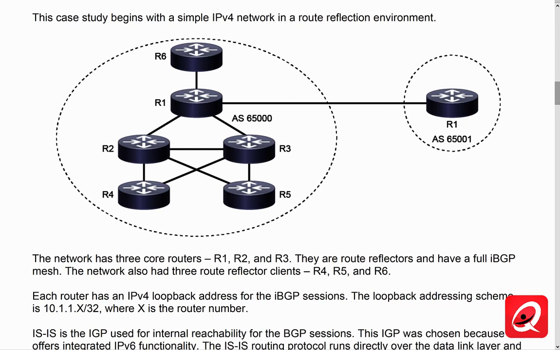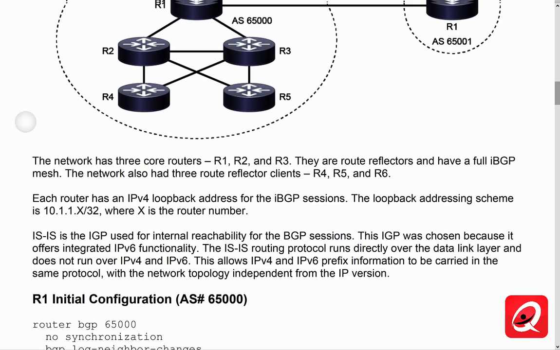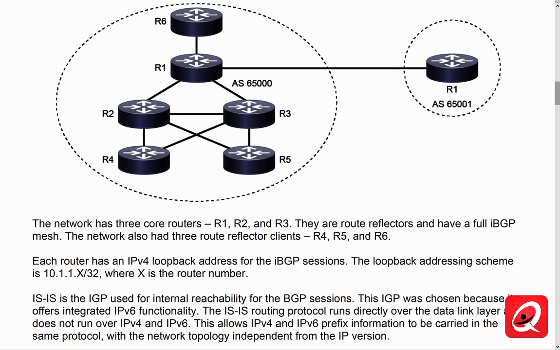I'm assuming R6 is a route reflector client of R1. And R4 and R5 are going to be route reflector clients of R2 and R3, based on how they've drawn the diagram here, but that may not be the case. I'm not even sure if that's really critical in this particular case. Each router has a V4 loopback address that we're using to establish the IBGP sessions. The loopback addressing scheme is 10.1.1.x, where x is the router number. ISIS is the IGP used for internal reachability for those BGP sessions, meaning that the loopback addresses have to be reachable. And we're using ISIS to establish that reachability.